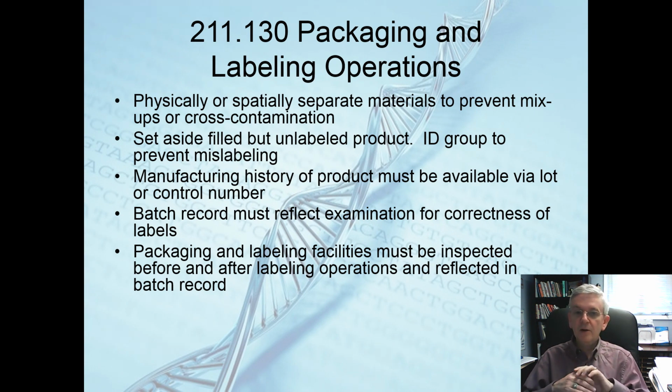Manufacturing history of the product will be available via lot or control number. Batch record must reflect the examination for correctness of the label. Make sure it's the right lot number, the right expiry date, right dosage form, right product name, whatever it is. Everything has to be verified. Packaging and labeling facilities must be inspected before and after operations and reflected in the batch record to make sure that everything has been cleared out.